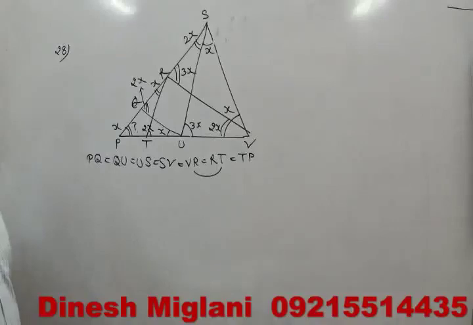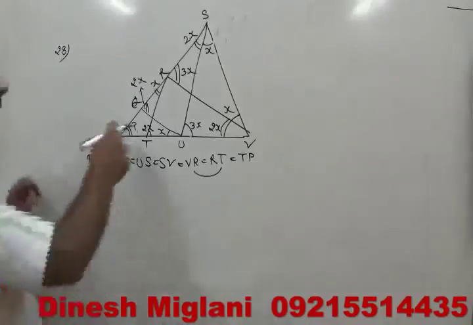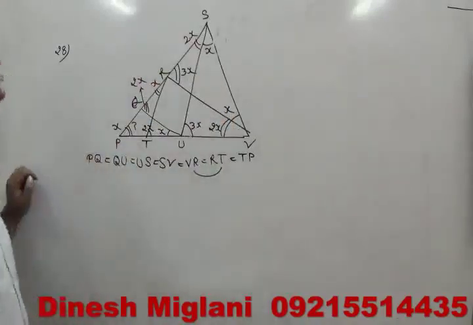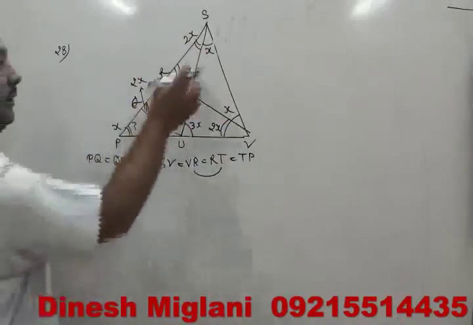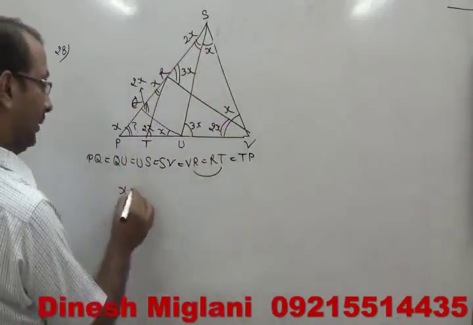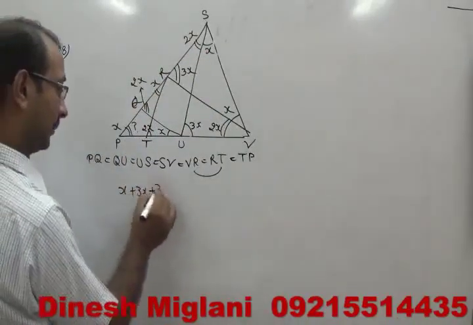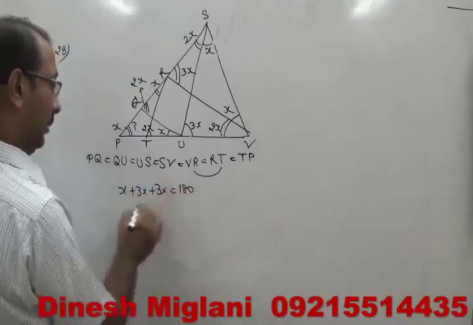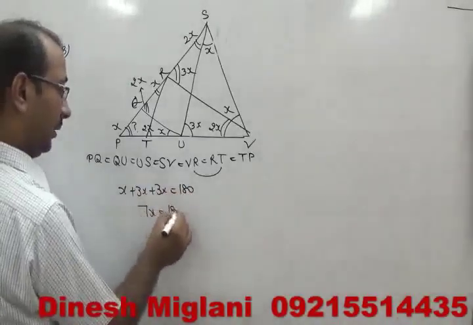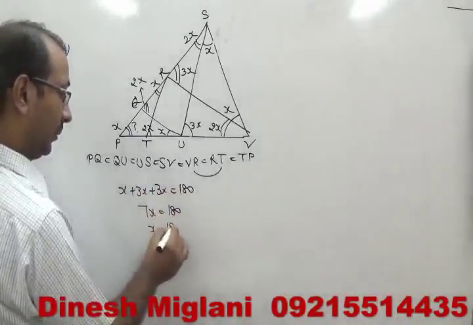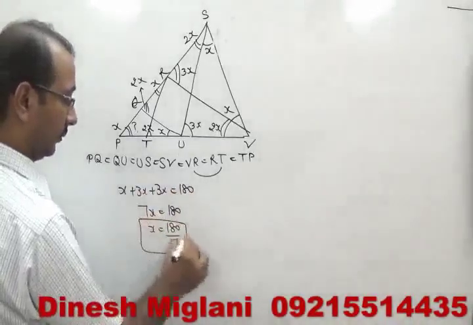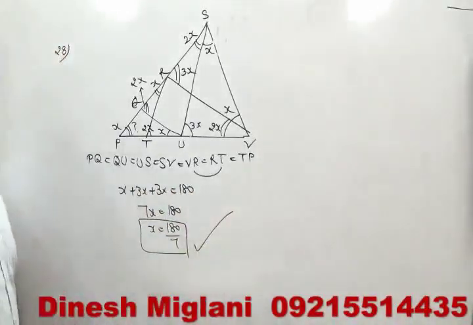Now what I require, because I have to find the value of x, so I need these corner angles in terms of x. Once you have that, then you can solve it. This is x, this is 3x, this is 3x. So I will say x plus 3x plus 3x, 7x equal to 180. So x equal to 180 upon 7. So we can say that angle P is equal to 180 upon 7.